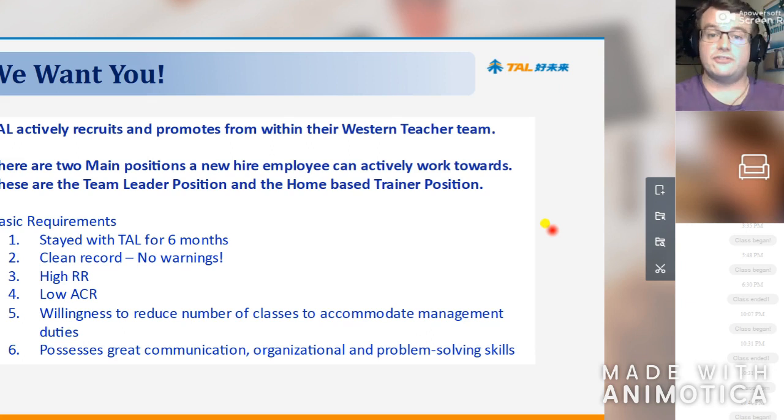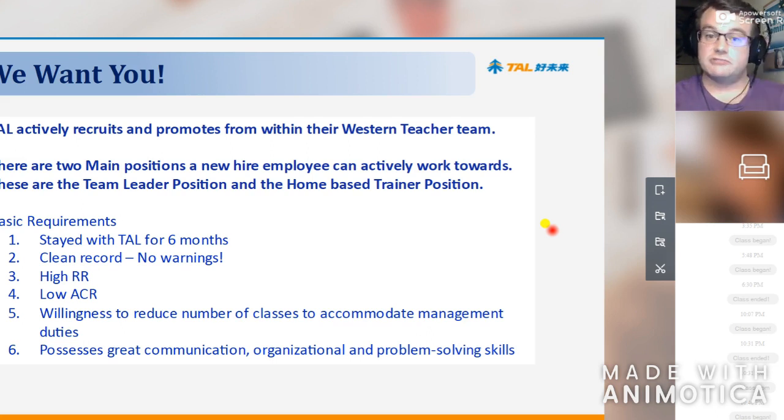The first is you have to have been at TAL for at least 6 months. Second, you must have had no warnings at all. Okay, clean record. You must have a high RR or retention rate, meaning how many students have stayed with you from one semester to the next semester. You must have a low ACR or affected class rate, meaning the number of classes that have been affected by you because of absences, because of leaves, because of tech issues, because of internet issues. Make sure you keep this low because usually they look for at least below 1%.